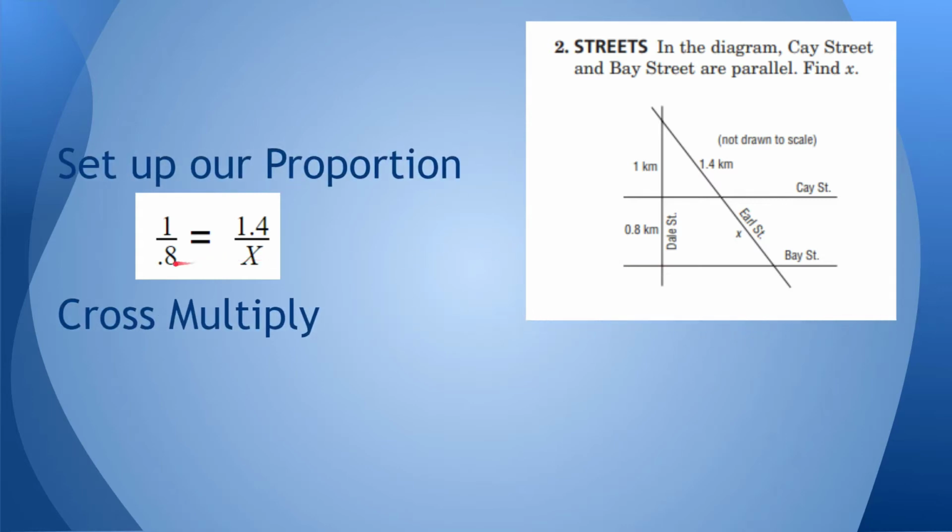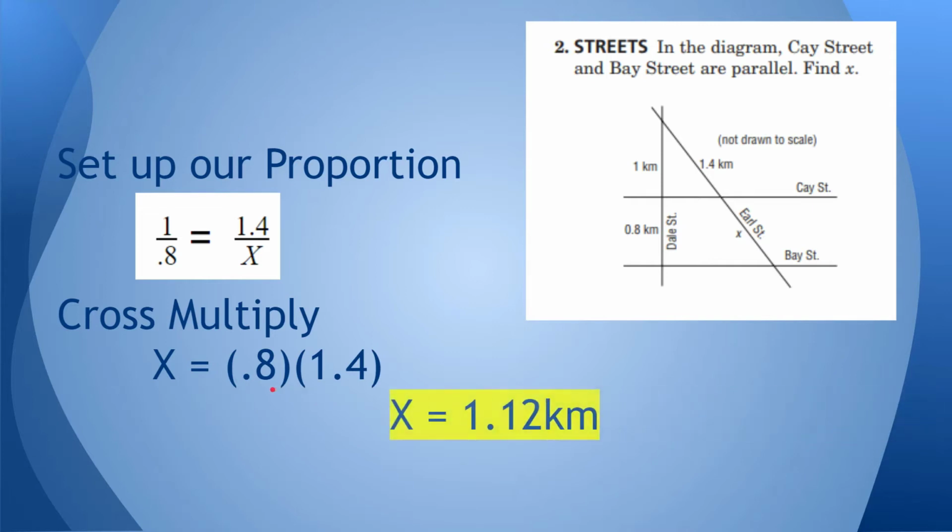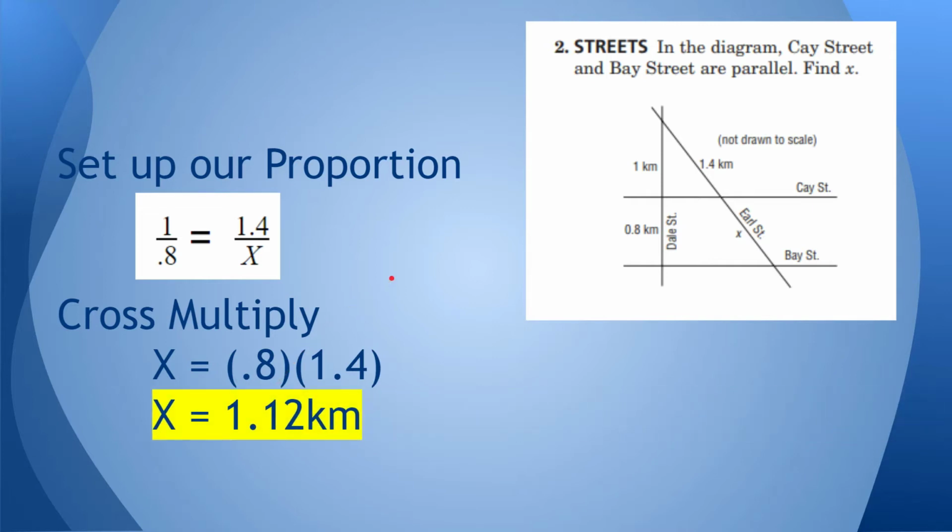So once we've set up our proportion, then we cross multiply, our old friend that all of you should be getting used to by now. How to cross multiply? Well, we just take each portion here, we take the x and we multiply it by 1, which leaves us with x. Then we take the 0.8 and the 1.4 and we multiply those together over here, leaving us with an answer of x equals 1.12 kilometers.